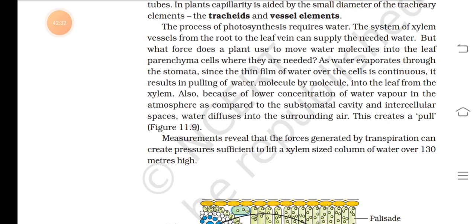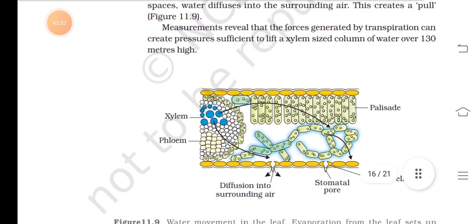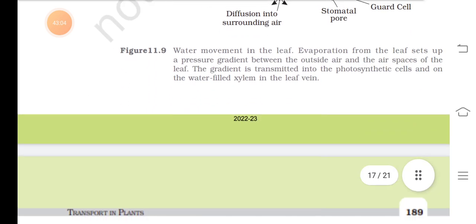Also, because of lower concentration of water vapor in the atmosphere as compared to the substomatal cavity and intercellular space, water diffuses into the surrounding air. This creates a pull that is given in figure 11.9. Measurements reveal that the forces generated by transpiration can create pressure sufficient to lift a xylem-sized column of water over 130 meters high.